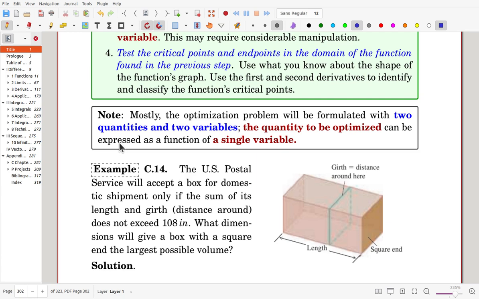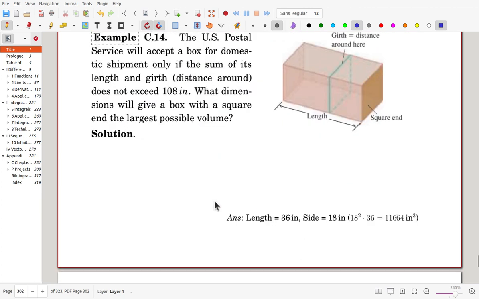One is the quantity to be optimized, and the other one will be used to express the quantity to be optimized as a function of a single variable. Let's see this example.